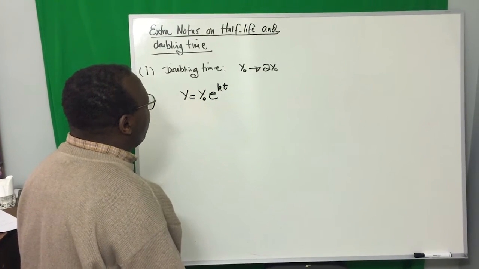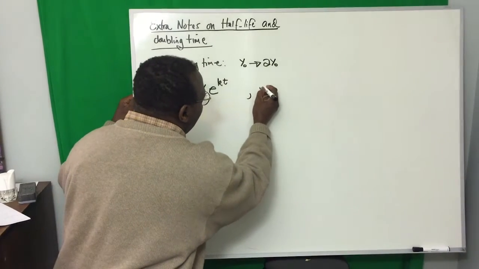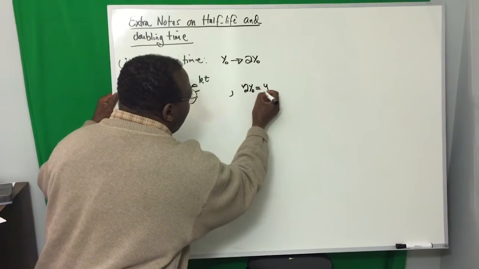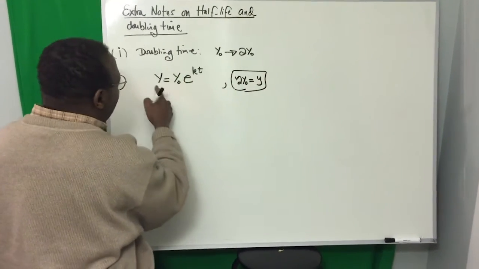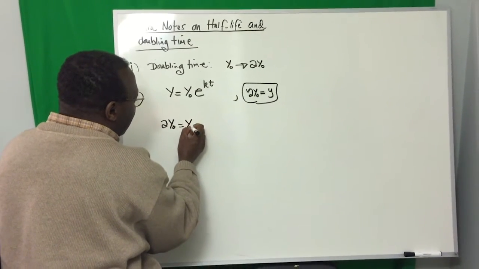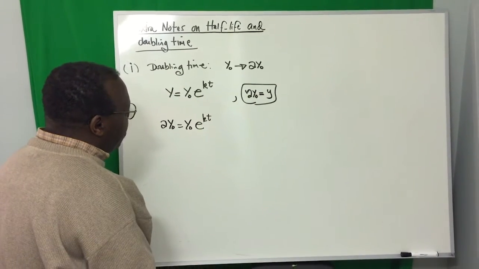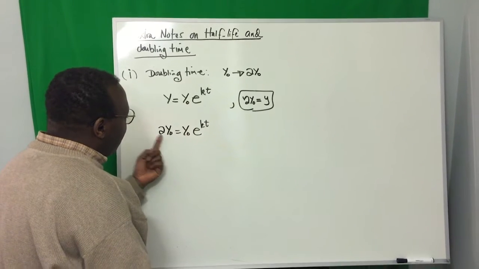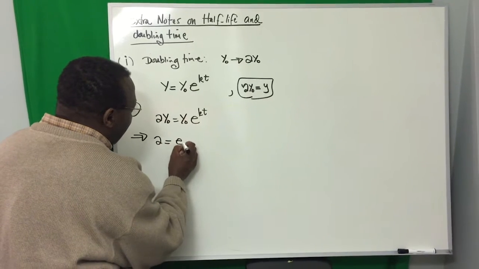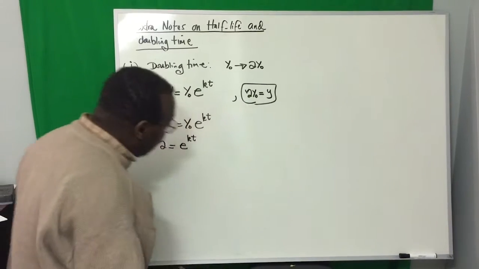And now since we want to find the doubling time, it means that we substitute 2 y sub 0 for y. And this becomes 2 y sub 0 equals y sub 0 e^(kt). So the next thing that we need to do is to divide each side by y sub 0. This implies that 2 is e^(kt). Take ln of each side.